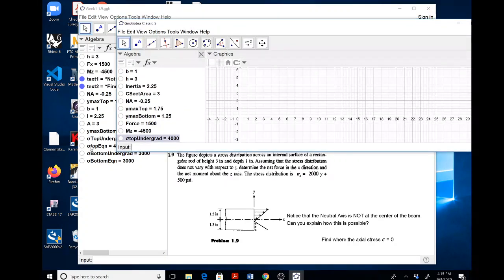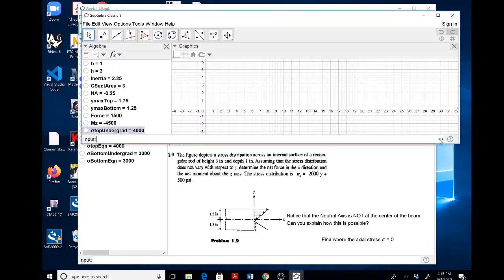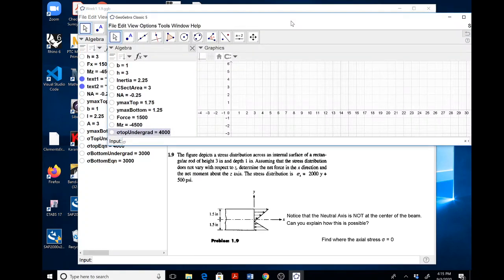And I will compare it to the equation. And then you could do it for the bottom also. I'll just stop the video after this. Let's compare it to this equation that Professor Budinas gave us. And I hope your heads explode here. Sigma top via the equation is equal to, this one's super easy, 2000 times y max top plus 500. And drum roll please, there it is. So we matchy-matched at the top.